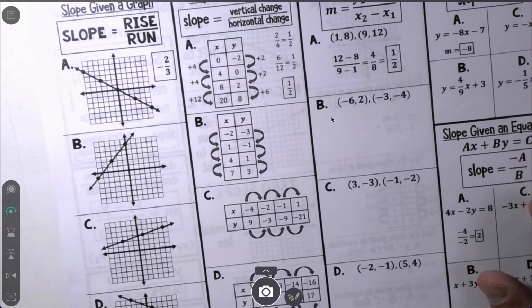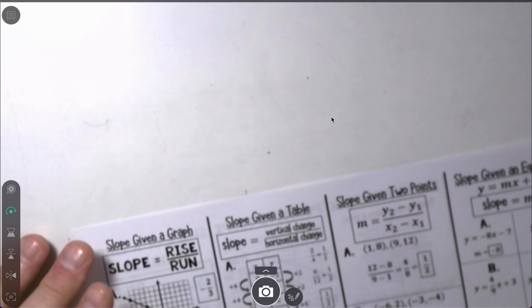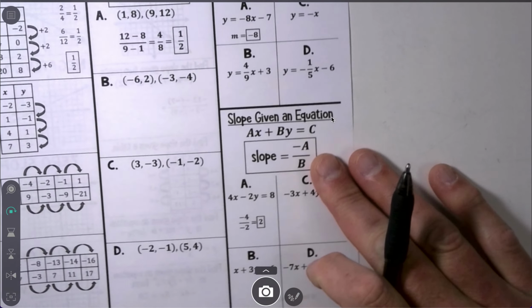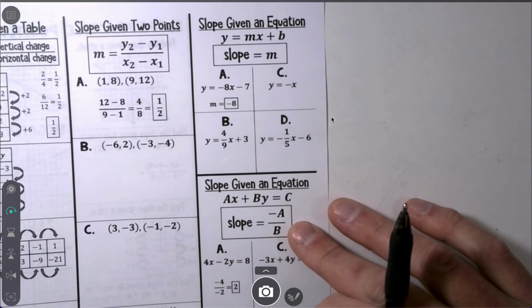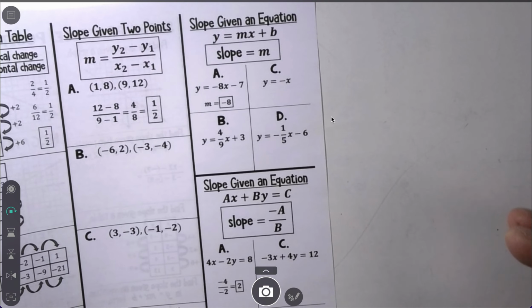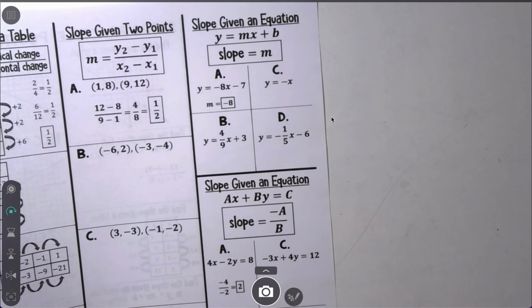We are going to start working on reviewing things that we learned first semester having to do with slope and slope-intercept equations. So today specifically is going to be all about slope.